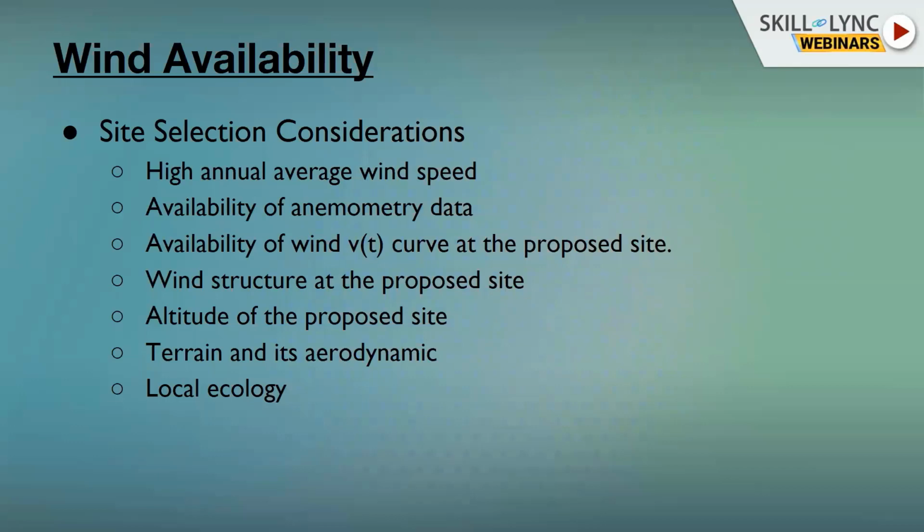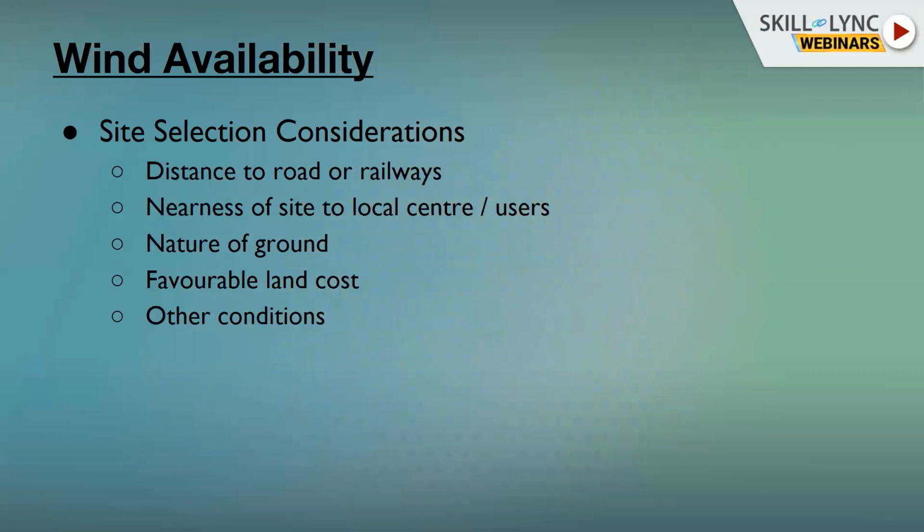And the next one is local ecology, because we do not want to affect that local area, because the wind turbine is going to produce a huge sound. That sound will affect the region, the people living around that windmill. So that's why usually you see windmills constructed only in outer areas.